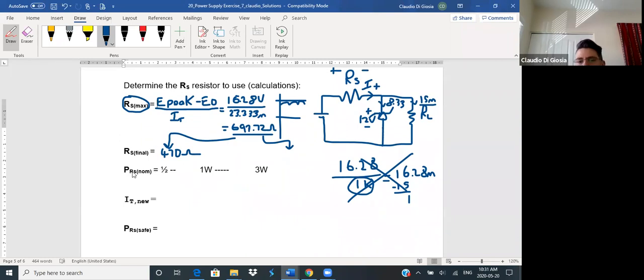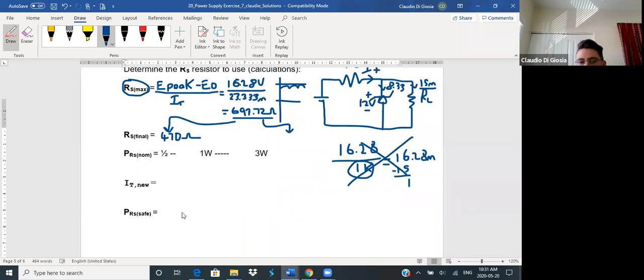Now here, the PRS nom, these are nominal values: 0.5 watt, 1 watt, 3 watt. We can't select it yet because we haven't done the wattage, which is going to be down here. Okay? How do I get IT new? Well, look, I'm using Ohm's law. I'm looking at E over R.